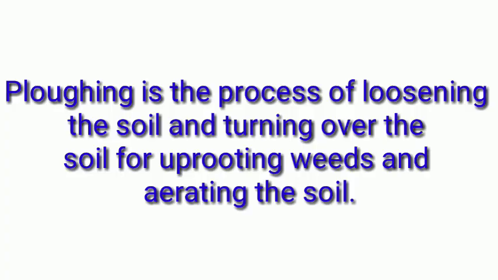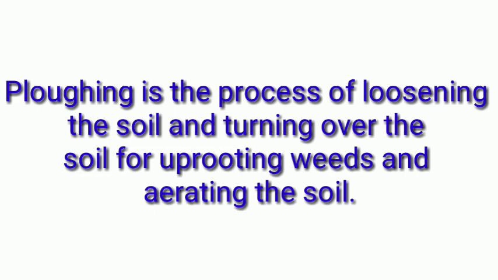And that process of preparing the soil for cultivating the crops is known as plowing. So plowing is the process of loosening the soil and turning it over for uprooting the weeds and also aerating the soil. Here aerating means adding air to the soil. So when you turn the soil up and down, naturally what happens? The air in the atmosphere goes down and gets mixed in the soil.